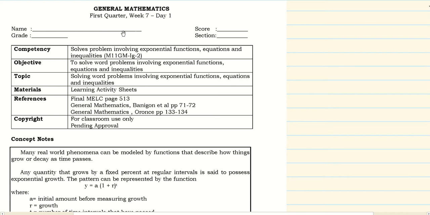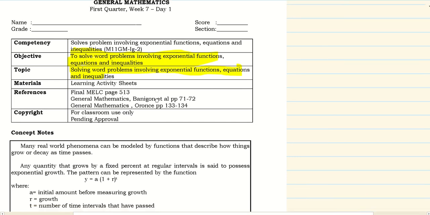So we're here at General Mathematics first quarter, week 7, day 1. Today you will be able to solve word problems involving exponential functions, equations, and inequalities. So the topic is solving word problems involving exponential functions, equations, and inequalities. Let's go directly to the lesson.